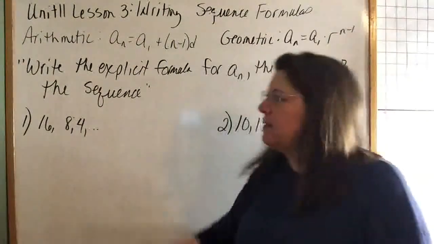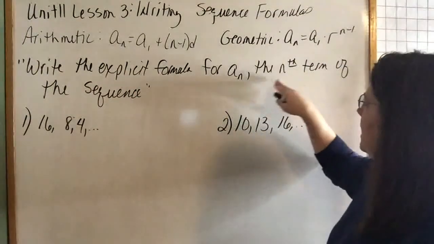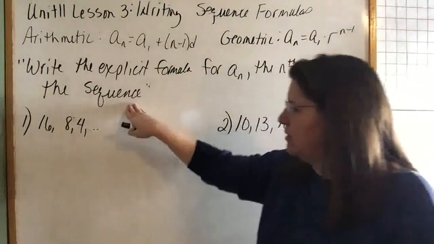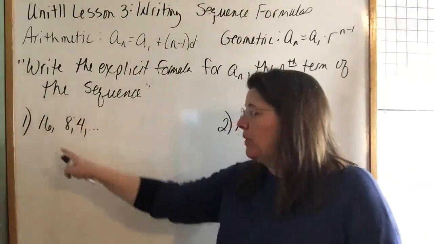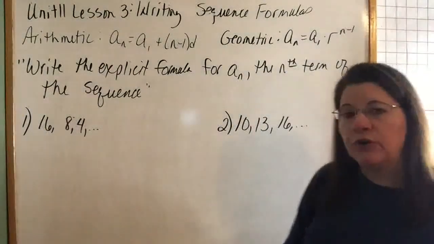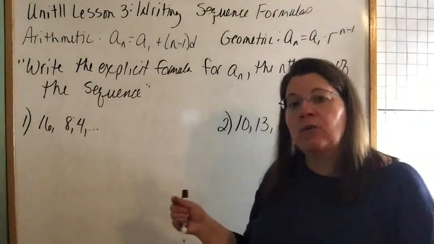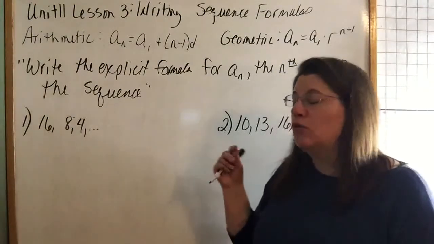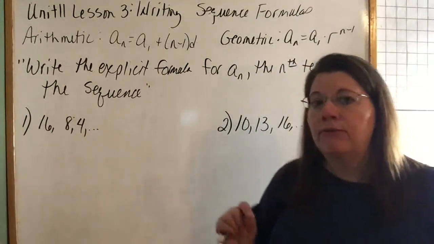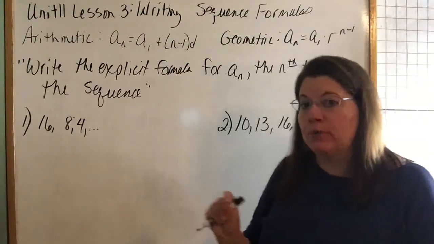So the directions in this section are: write the explicit formula for a sub n, the nth term of the sequence. So if we're looking for the formula to get a specific term within that sequence, first we have to decide, is it arithmetic or geometric? And then second, we have to plug the information we've been given into the formula and write a formula for finding the nth term or any term number.